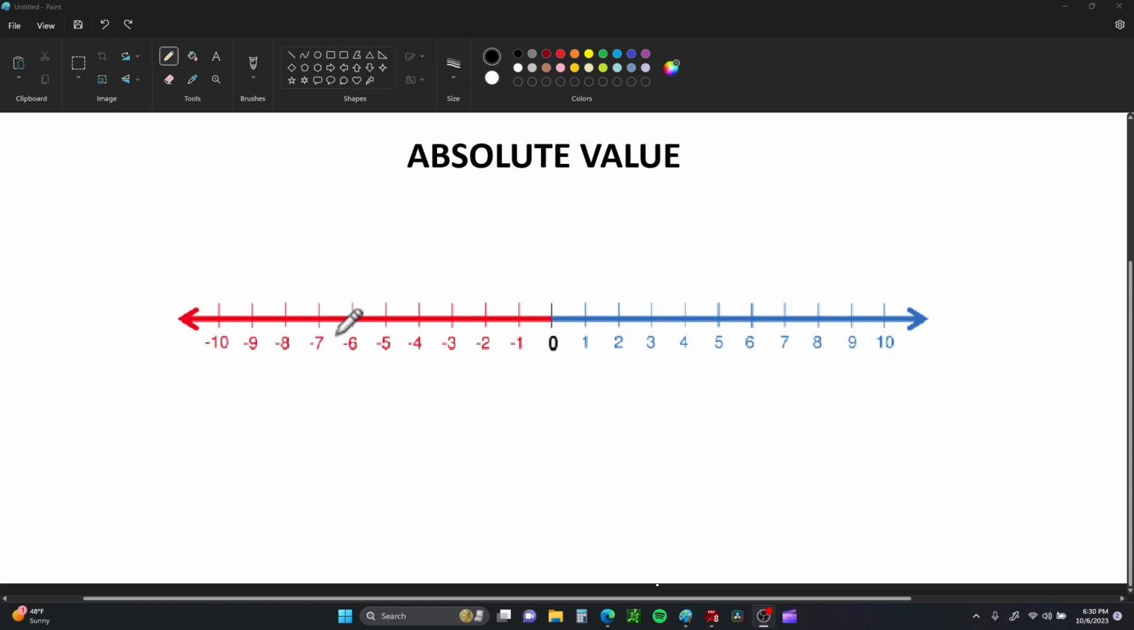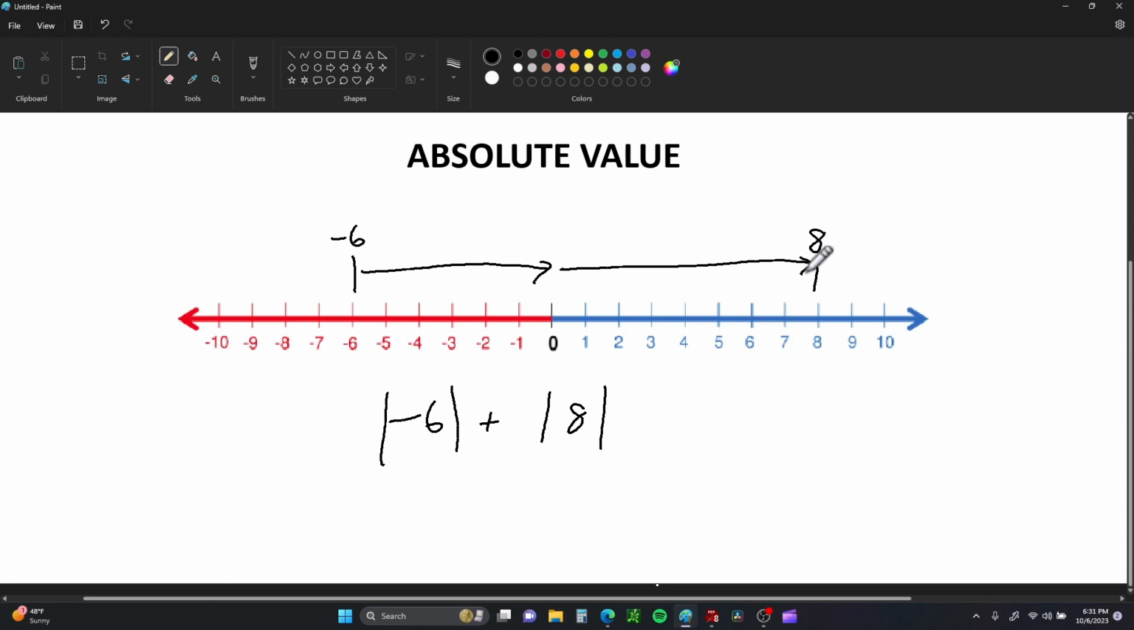Let's try that again with different numbers. So let's say I wanted to know how far away -6 is from 8. Well, I would take the absolute value of -6 and I would add to it, because they're on opposite sides of zero, the absolute value of 8, because it takes 6 spaces to get to zero and another 8 to get to where the 8 is. So the absolute value of -6 is 6, plus the absolute value of 8 is 8. And when I add those together, I get 14. And 6 plus 8 is 14.